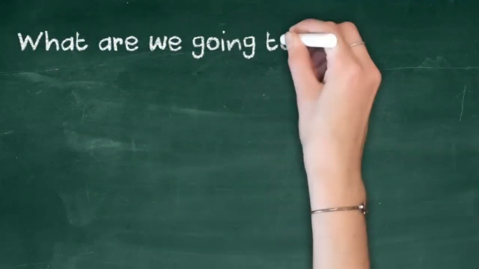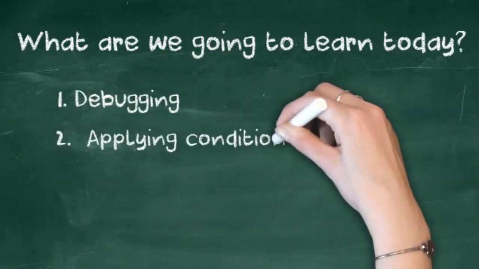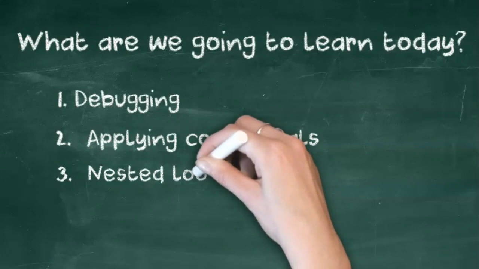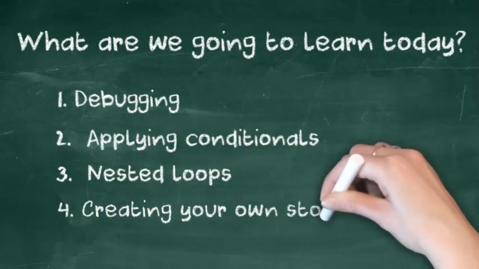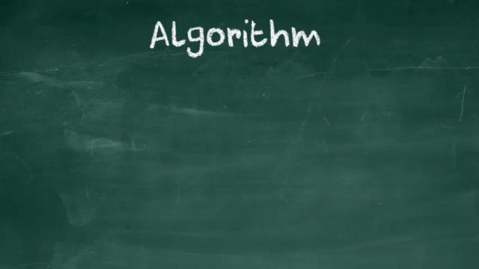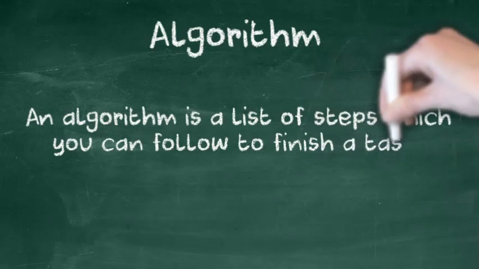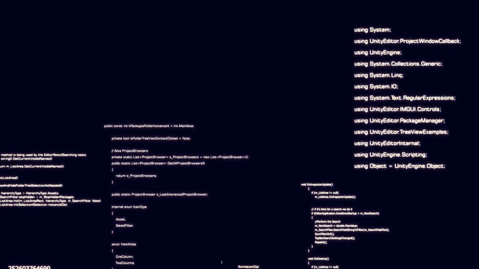In today's session, we shall learn about debugging, applying conditionals, nested loops, and creating your own story. First, let us understand what is an algorithm. An algorithm is a list of steps which you can follow to finish a task. In computing, programmers write algorithms that instruct the computer how to perform a task.